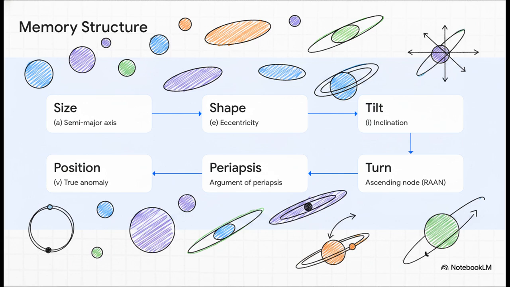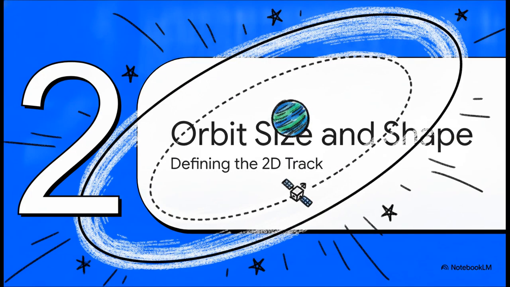They essentially group into 4 logical buckets. First is size, second is shape, third is plane orientation, that's your tilt and turn, and finally, position and direction within the plane, covering periapsis and position. If you just lock in size, shape, tilt, turn, periapsis, position, you've got the exact sequence you need to master the whole shebang. Moving right along to part 2, orbit size and shape.